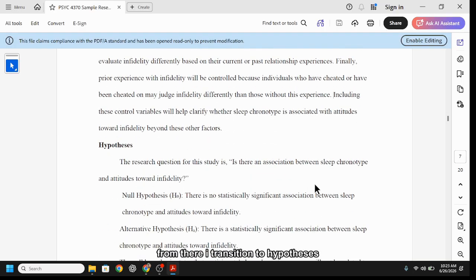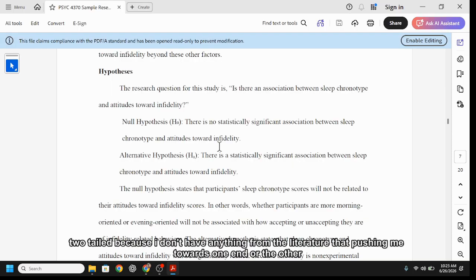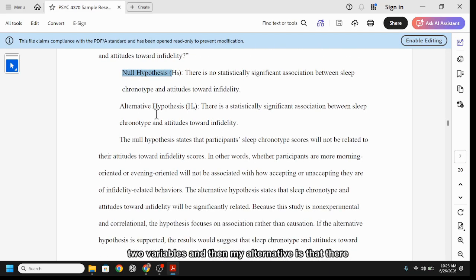From there, I transition to hypotheses. My hypotheses for this are going to be two-tailed because I don't have anything from the literature that's pushing me towards one end or the other of attitudes. I start the section off by repeating my research question again. Then I list my null. I would say there's no statistically different association or relationship between the two variables. And then my alternative is that there is a statistically significant association between the two variables.